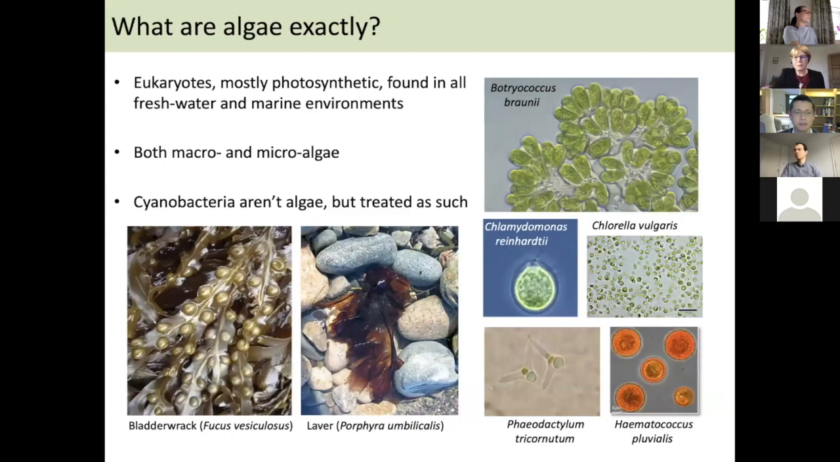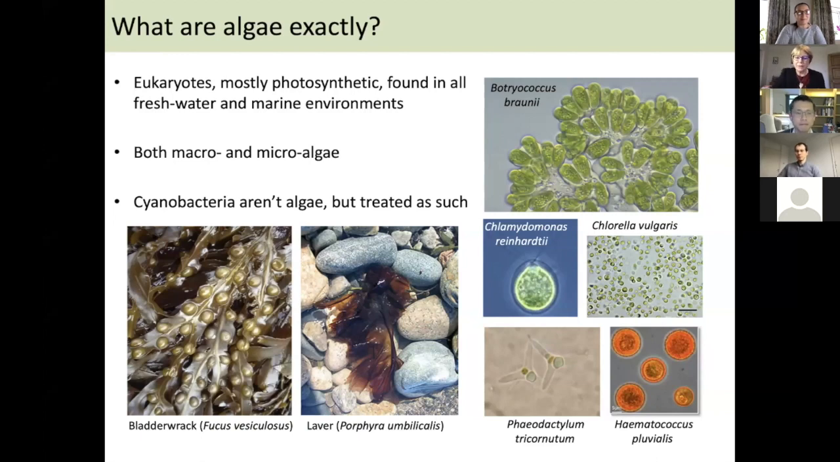So firstly, I should explain what algae are. These organisms are eukaryotes, so that means cells that contain a nucleus. And they're mostly photosynthetic, although there are some non-photosynthetic ones. They're found in all freshwater and marine environments. In fact, they're found in all environments around the globe. In one of my projects, we study them living on snow in Antarctica. You've probably also come across them as the green slimy stuff on your patio, which appears just after rain.